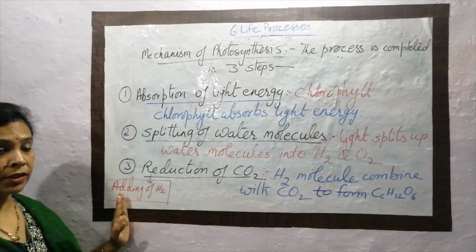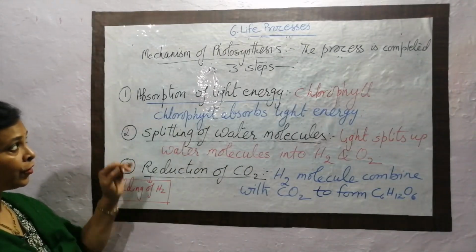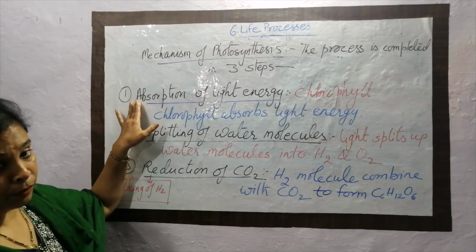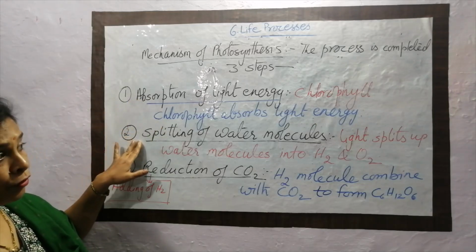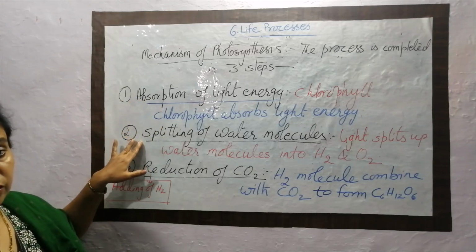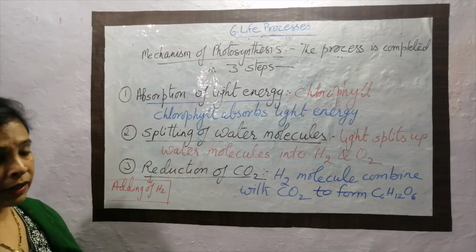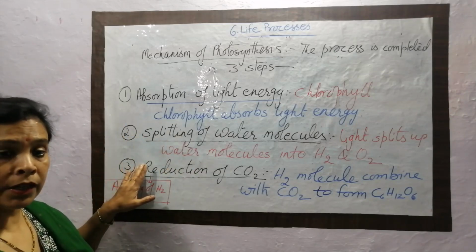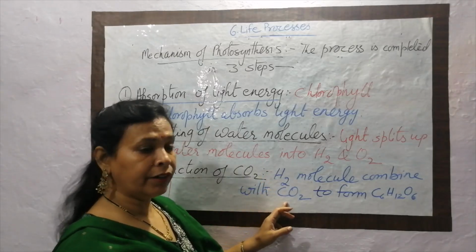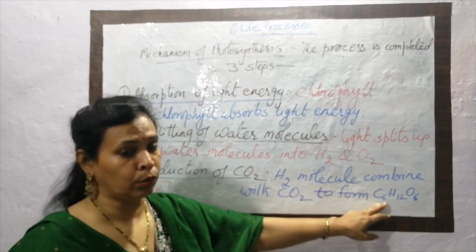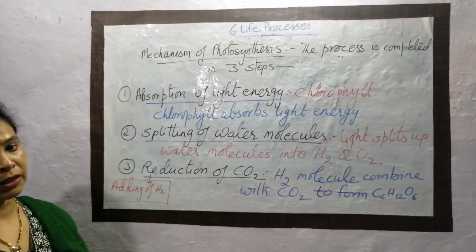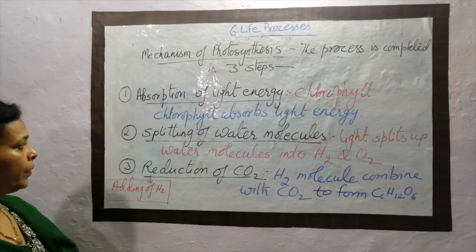So the mechanism of photosynthesis is completed in three steps. First is the absorption of energy, that is performed by the chlorophyll. Then splitting of the water molecule, light splits the water molecule into hydrogen and oxygen. And third is the reduction of carbon dioxide, the hydrogen molecule added with the carbon dioxide to form glucose. This is the complete mechanism of photosynthesis.